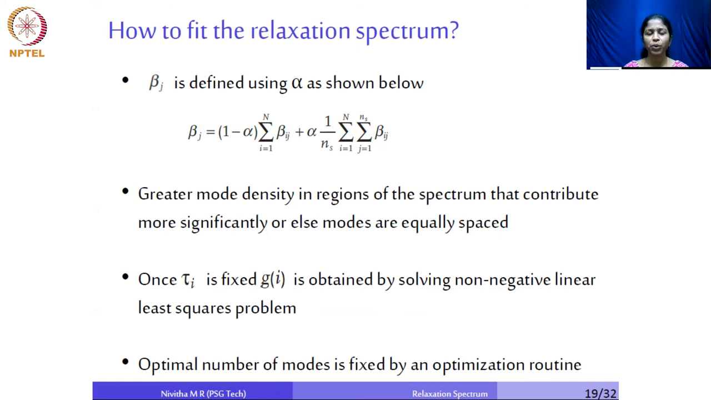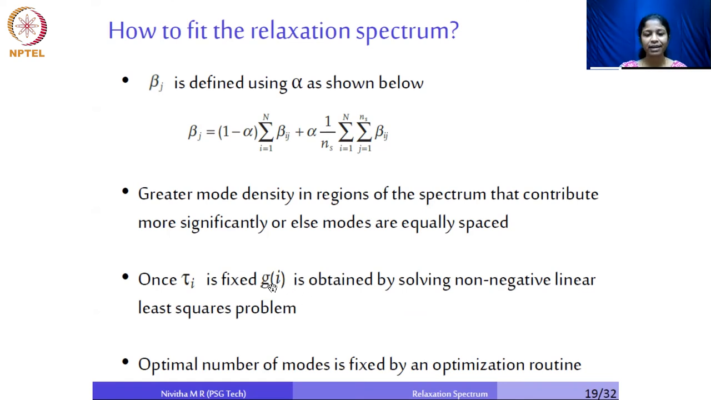Once that is computed, then tau i is fixed, that is, where we are going to have each of the modes, the region in which we are going to have multiple modes. Then g i is obtained by solving a non-negative linear least squares problem. It's nothing but a least squares algorithm, but it is a linear least squares problem wherein we should not get any negative value for g of i.